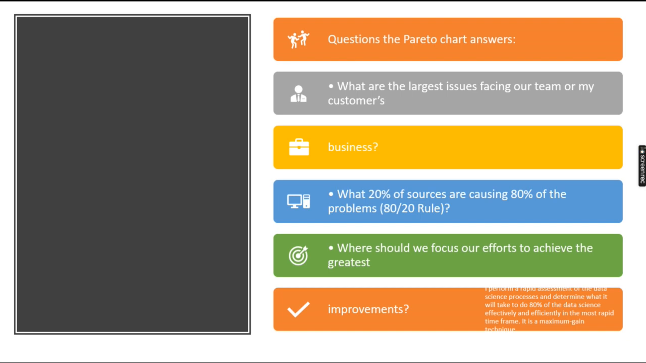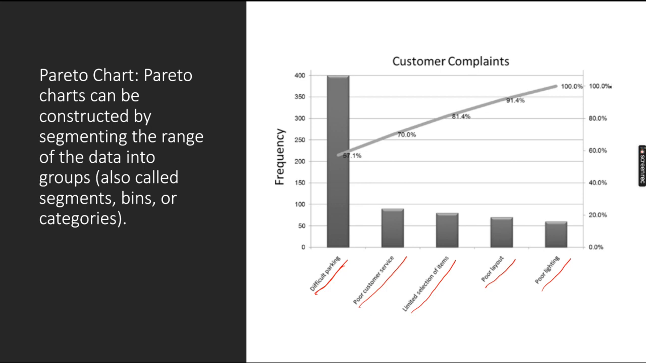Customer questions the Pareto chart answers: what are the largest issues facing our team or my customer in business? What 20% of the sources are causing 80% of the problem? We have to find out the 80-20 rule. As per this, we can find out the largest or biggest problem is the parking difficulty, because of which people are not visiting the mall. So we can identify that if the parking problem is solved immediately, then the footfall can increase.